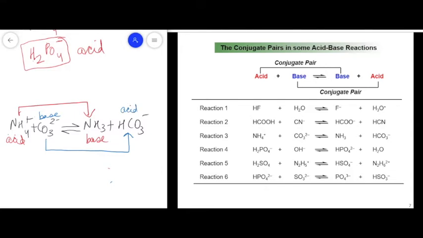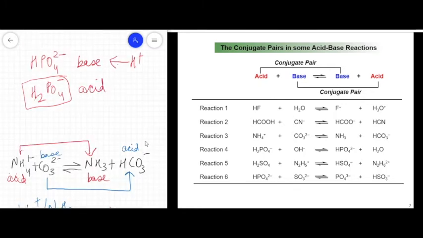So our pairs are going to be NH4 plus and ammonia, and HCO3 minus and CO3 2 minus. So these are the acid-base pairs for this particular reaction. My advice here would be that you practice making the conjugate acid-base pairs for all of these reactions. And if you have questions, you can write in the comments of this video as well, or you can ask me by email.